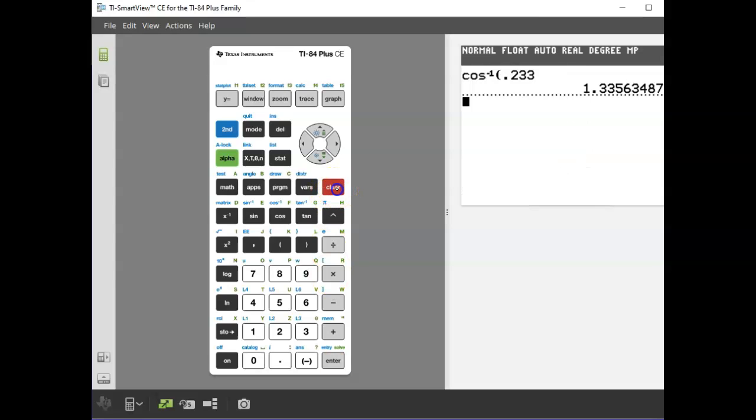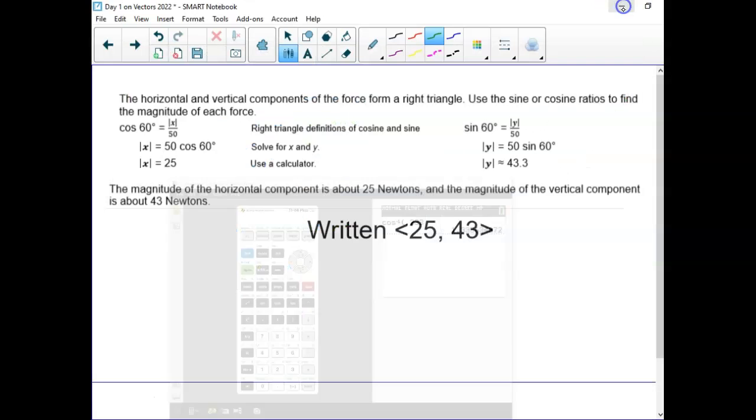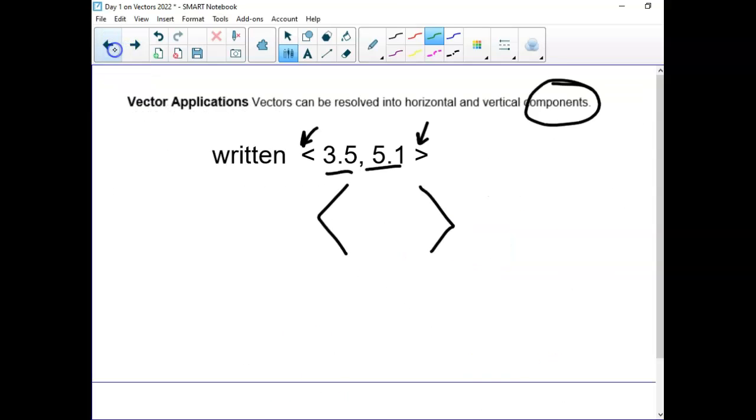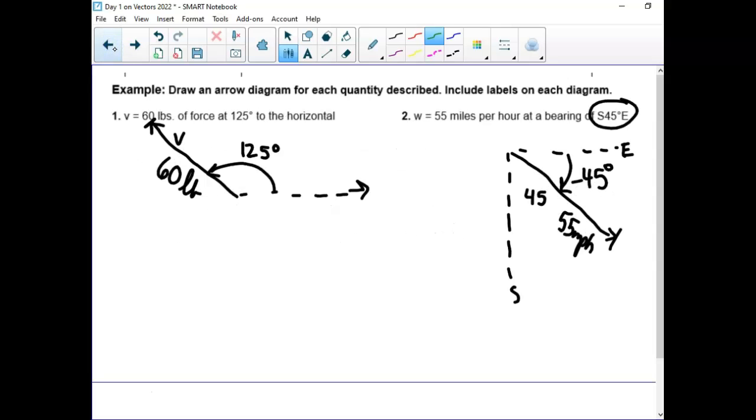And then we're just going to go back and do this for all of the questions we just skipped. See, they typed 50 cosine of 60 and got 25, 50 sine of 60 and got 43.3, and it could be written like this. All right, that was the example that they already did there. We're going to go back and do the ones we just did. So number 1, we're going to find the components.